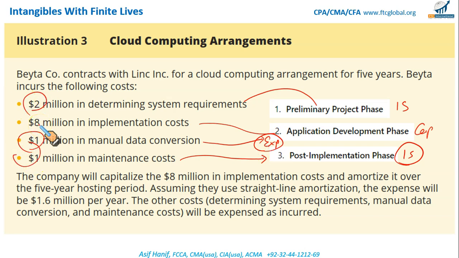$8 million is capitalized. The company will capitalize the $8 million in implementation cost and amortize it over the 5-year hosting period. Assuming they use straight-line amortization, the expense will be 8 upon 5, $1.6 million per year. The other costs, let me specifically mark, determining the system requirements, this one, manual data conversion, this one, and maintenance cost, this one, will be expensed as incurred.